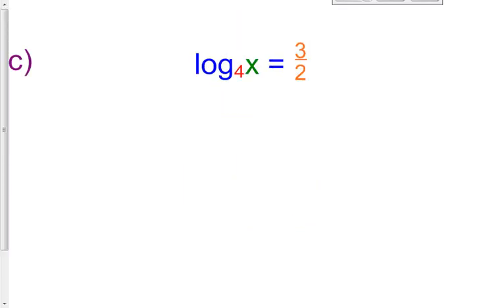Moving on to letter C. Log base 4 of x equals 3/2. What does x equal? Well, let's change this form. It's in logarithmic. Let's change it into exponential. So 4 raised to the 3/2 equals x.